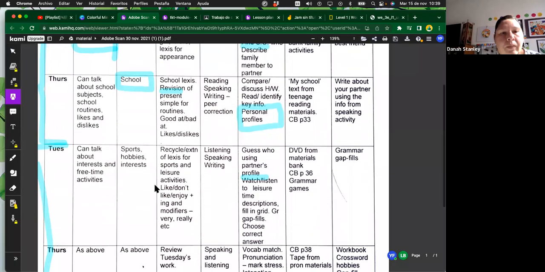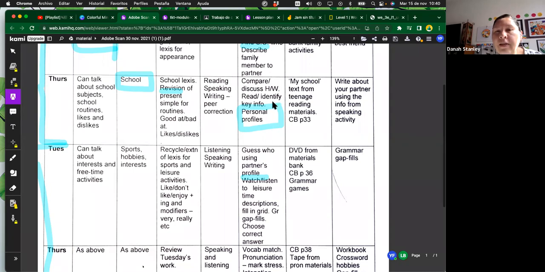Ya, ahora sí. Present simple, likes and dislikes. School lexis, revision of present simple for routines, good and bad, likes and dislikes. They have a reading, a speaking, a writing, and peer correction. The peer correction occurs when they are comparing and contrasting the homework.